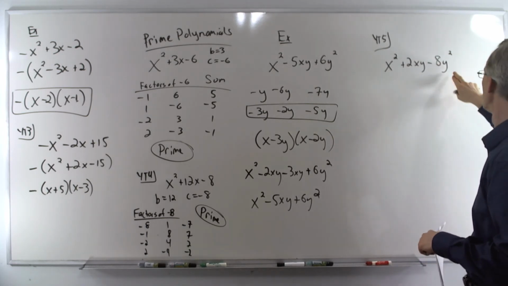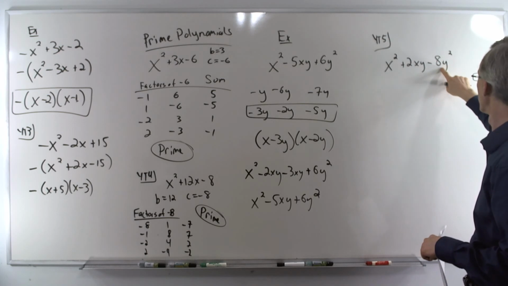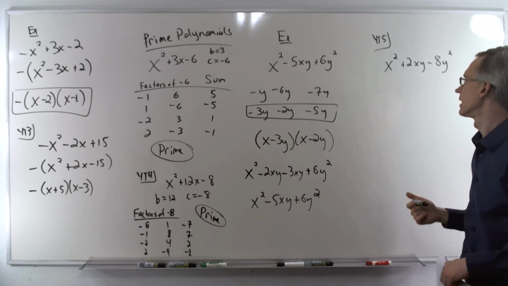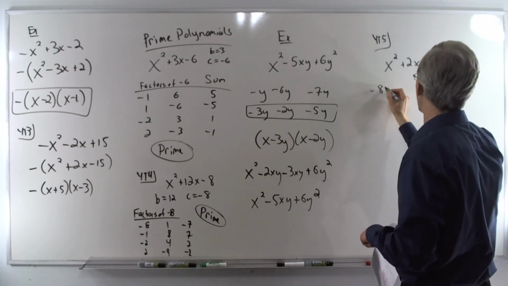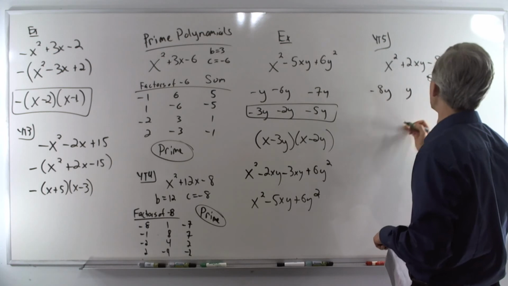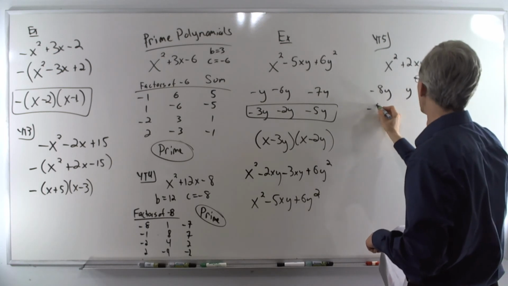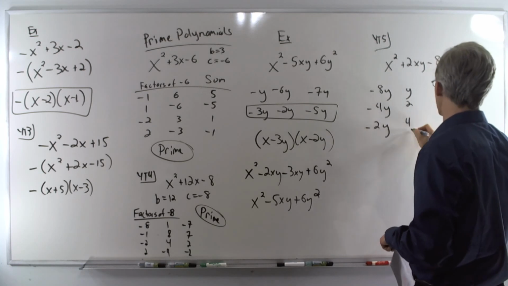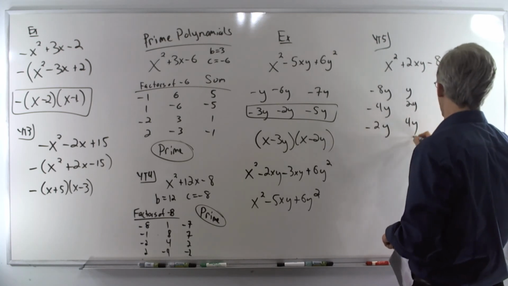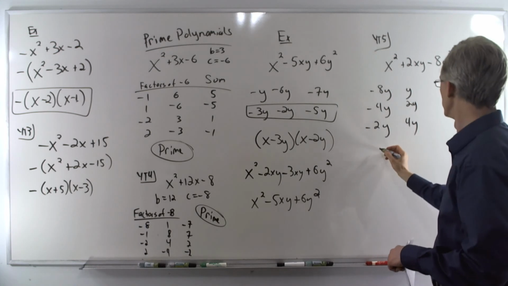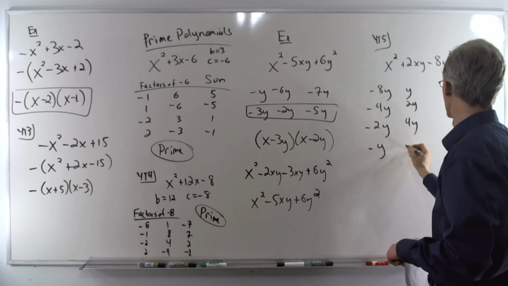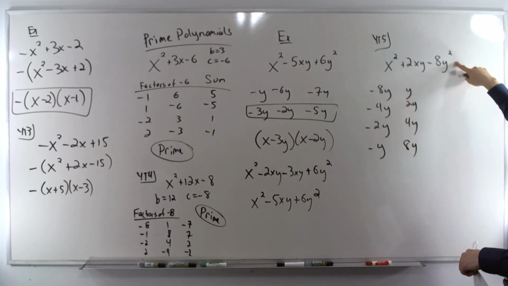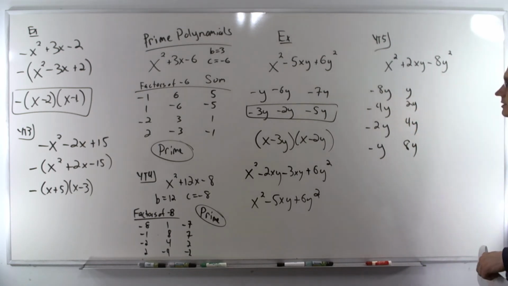All right, now we need two y terms that multiply to get negative 8y squared. This is negative, so one will be positive, one will be negative. So we could do negative 8y times y, or negative 4y times 2y, negative 2y times 4y, and then we can do negative y times 8y. All of these multiply to get negative 8y squared, and that's all the combinations that we'll do.